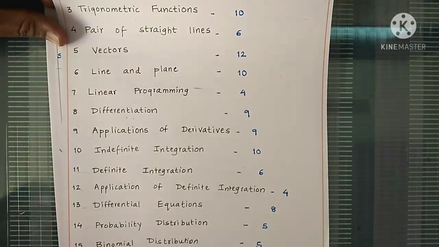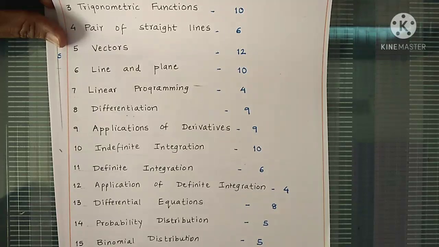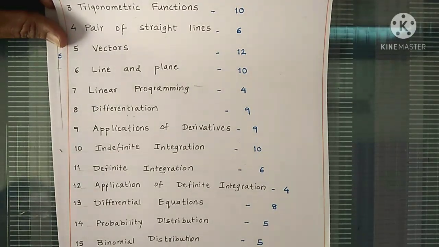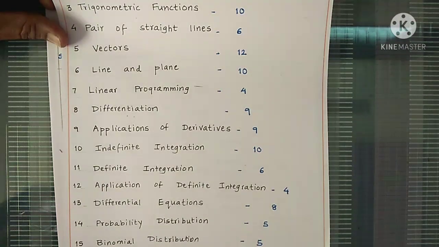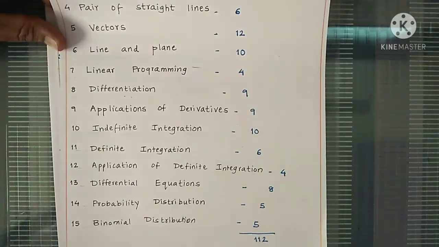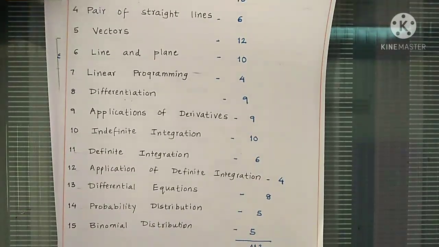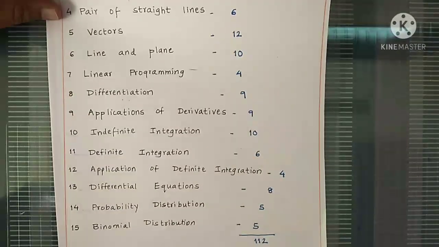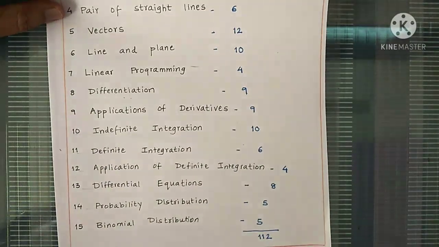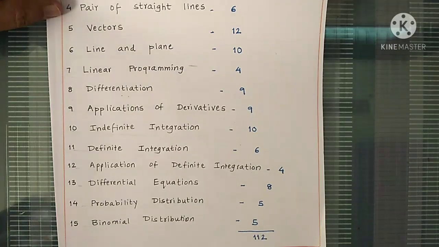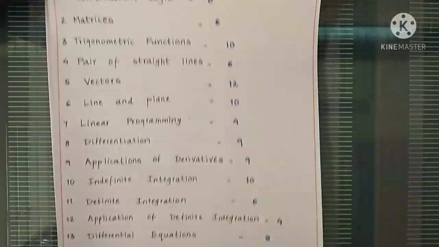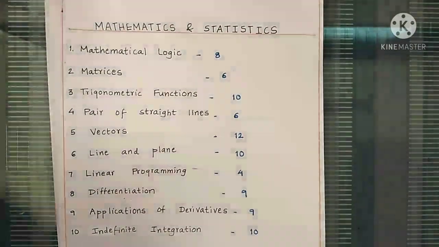First one is differentiation, which carries 9 marks, then its application, that also carries 9 marks, indefinite integration 10 marks, definite integration 6 marks and its application 4 marks, differential equations 8 marks, probability distribution and binomial distribution each carry 5 marks. So in all, the total marks we have is 112. From this 112, the theory paper will be of 80 marks.